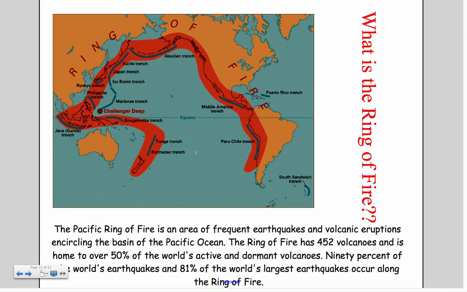So just to give you an idea, this is the Peru-Chile Trench that we talked about with the Andes Mountains. They're right on the cusp of this orange and yellow line. The Aleutian Trench is a very deep trench that runs from the tip of Alaska all the way over to Russia. And then here's the Marianas Trench. So you can see these are where huge earthquakes and lots of volcanoes happen.